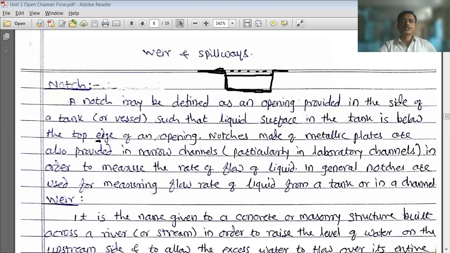Okay, top edge of an opening. This perimeter here is not closed in case of notches.